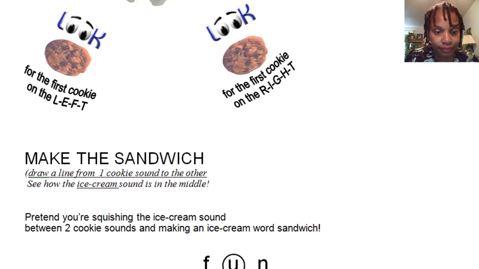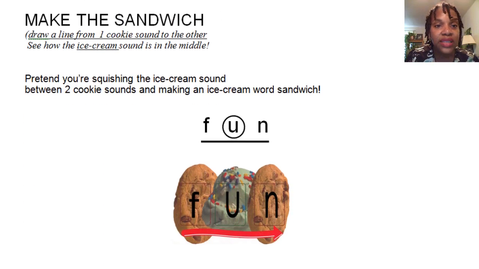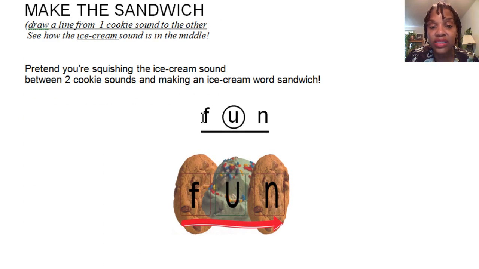All right, so we're going to take this word. These three sound pictures, when you slide them together, say the word fun. We're going to pretend that you're squishing the ice cream sound between the two cookie sounds. The way you make the sandwich is you circle the ice cream sound, and then you make the sandwich by underlining the cookie sound on the left and the cookie sound on the right.